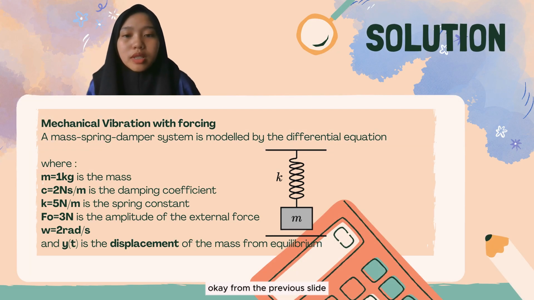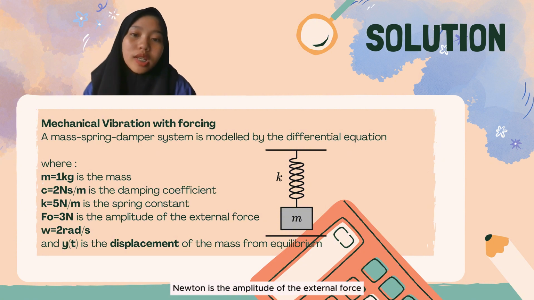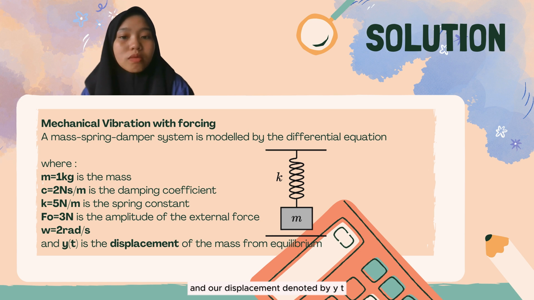From the previous slide, we got that m equal to 1 kg is the mass, c equal to 2 Newton second per meter is the damping coefficient, k equal to 5 Newton per meter is the spring constant, F naught equal to 3 Newton is the amplitude of the external force, omega equal to 2 radian per second, and our displacement denoted by y(t).